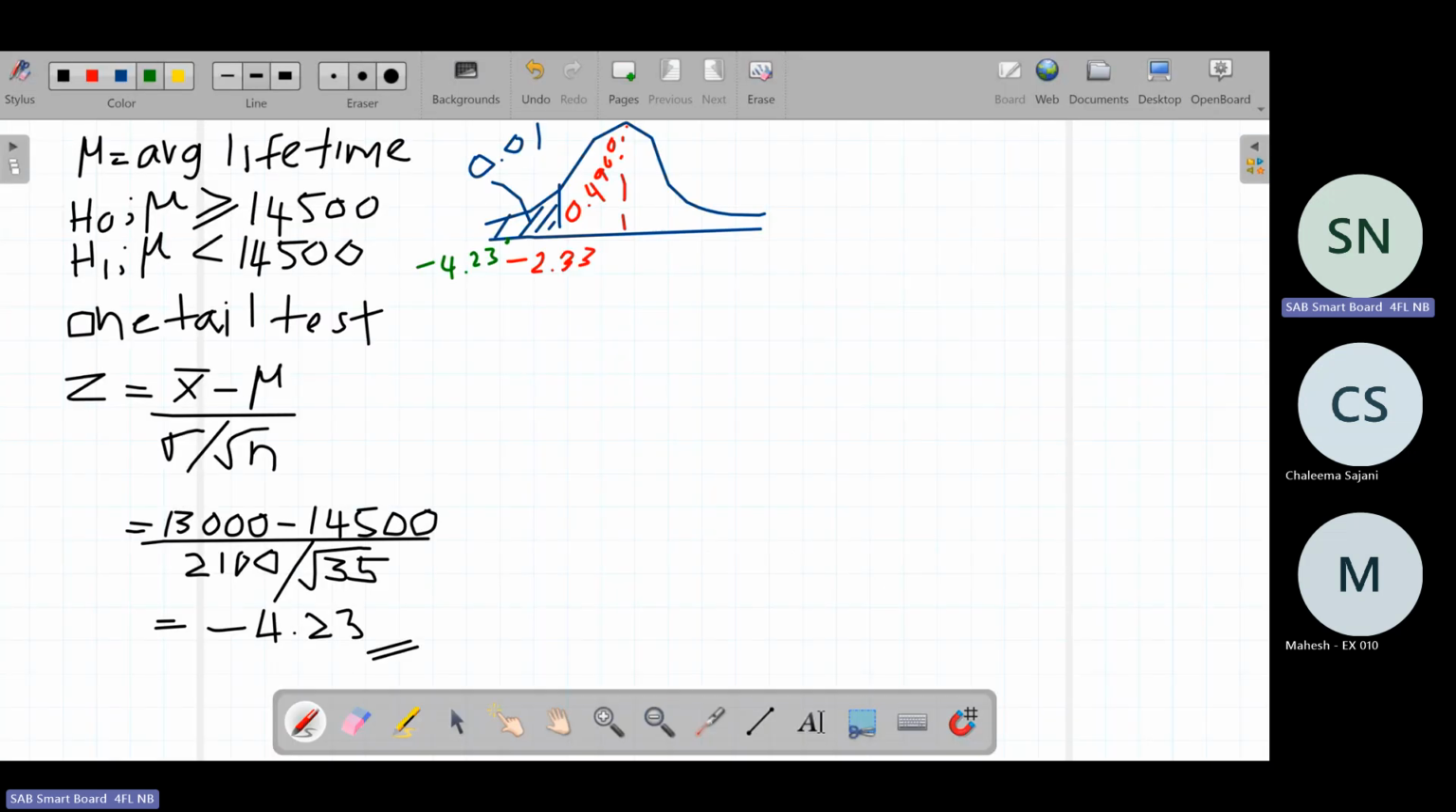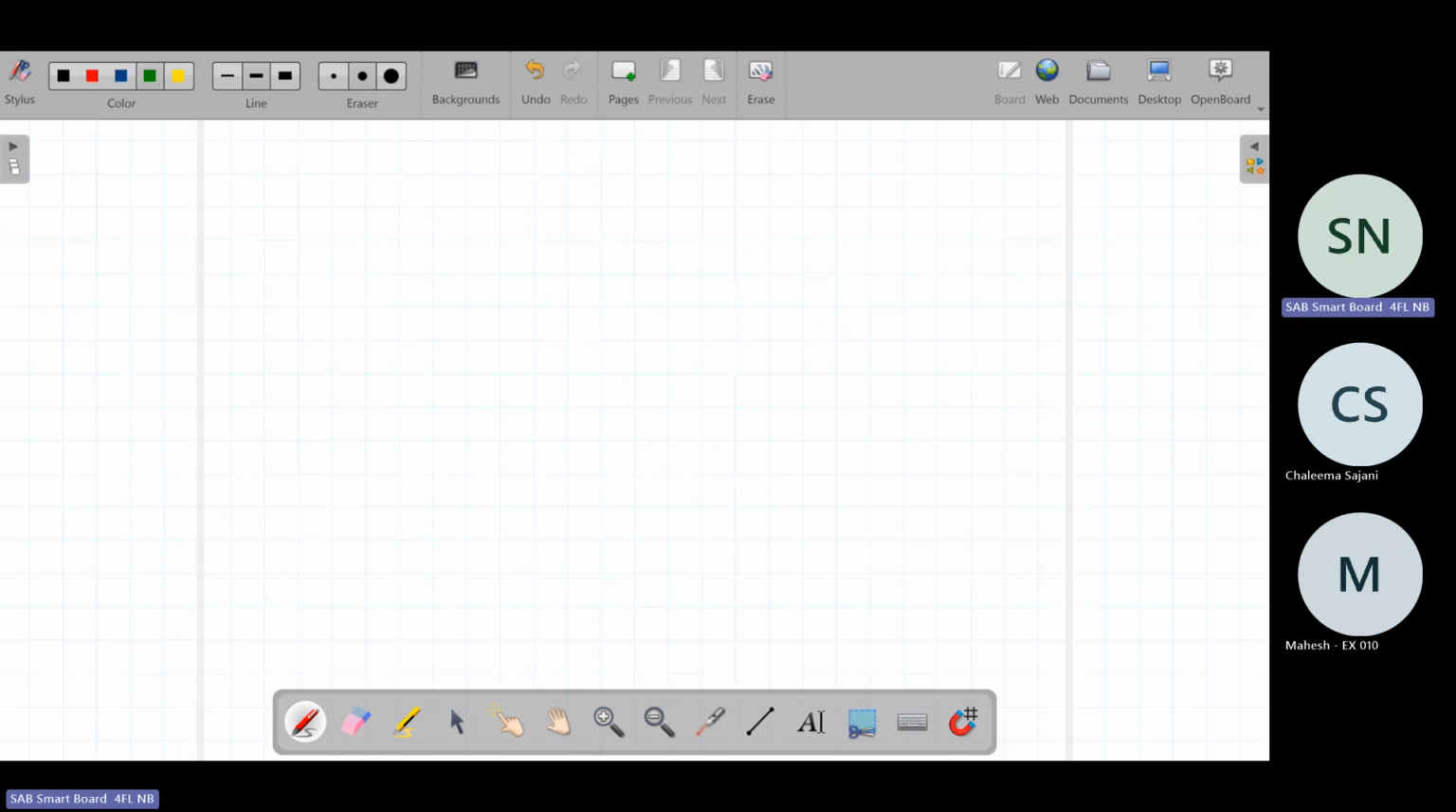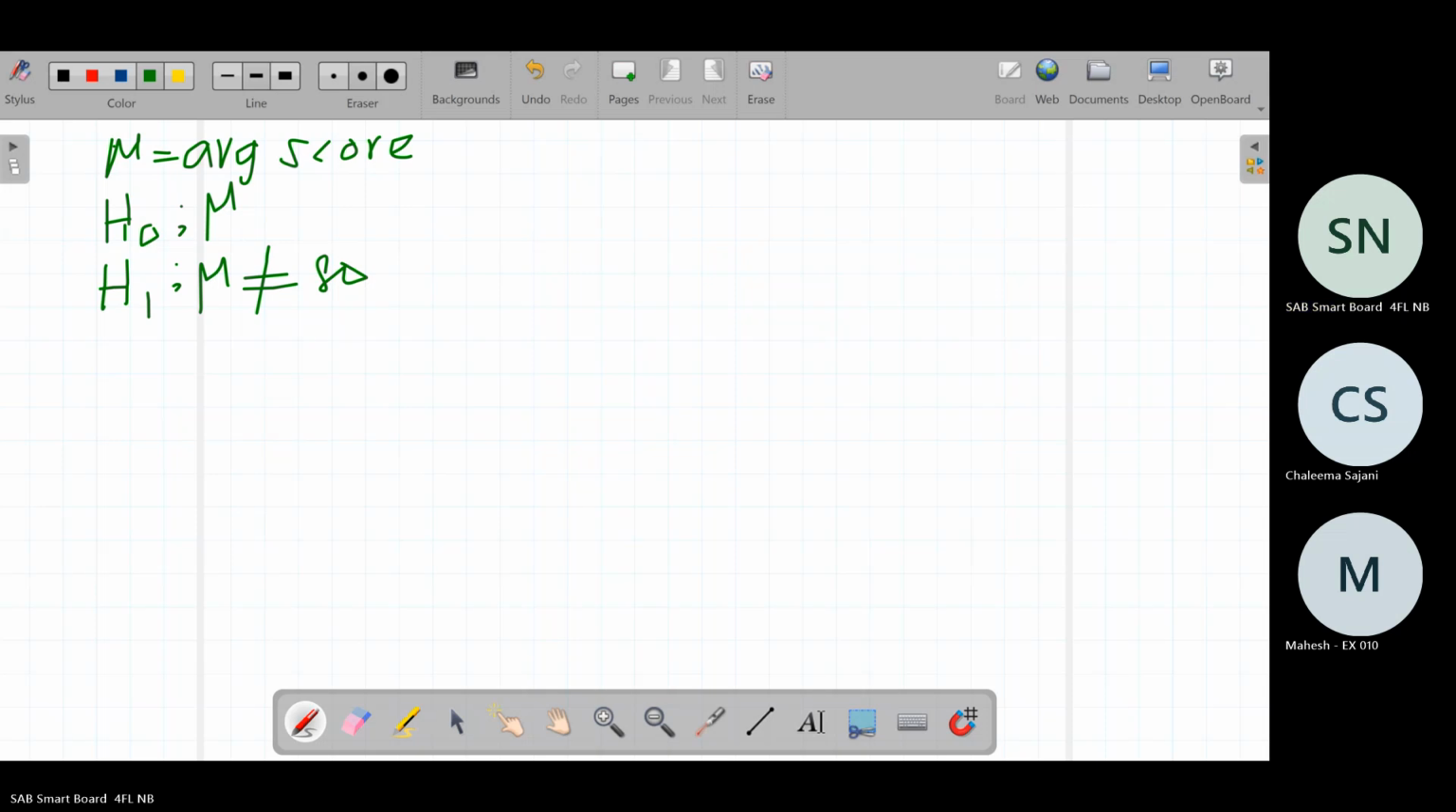Then here, mu is the average score. Then here, H0 and H1. This is not, it will change. It means it's not equal to 80. Understood? Maybe greater than 80 or less than 80, both can happen.